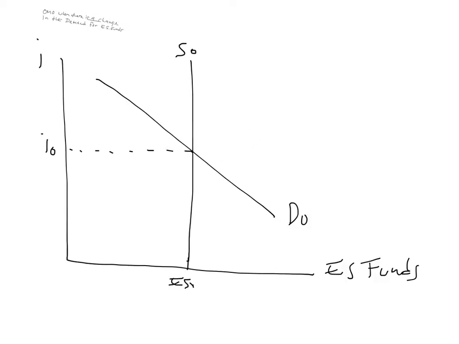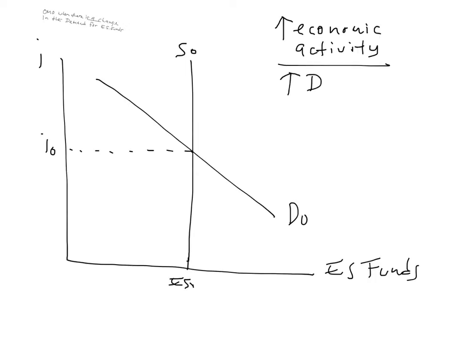The demand curve can shift upwards, it can shift downwards. If there is an increase in economic activity, what we tend to find is you will end up seeing an increase in the demand for exchange settlement funds. You are using money more often. And the opposite will apply if there is a decrease in economic activity. There will be a decrease in the demand for ES funds because there are fewer transactions going on.